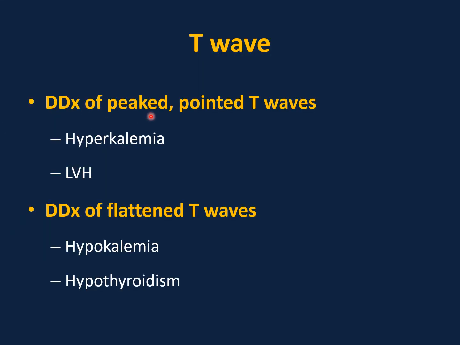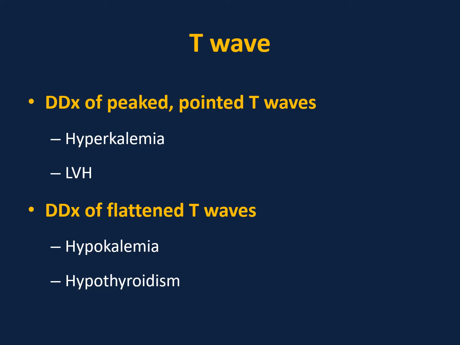Differential diagnosis of peaked pointed T waves: hyperkalemia, left ventricular enlargement. Differential diagnosis of flattened T waves: hypokalemia, hypothyroidism. Remember, hyperkalemia causes peaked pointed T wave.